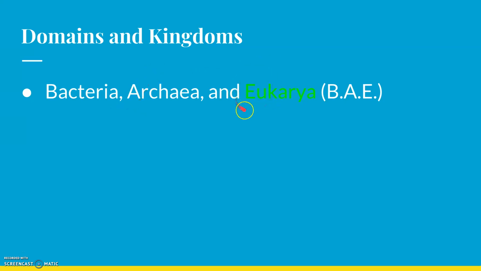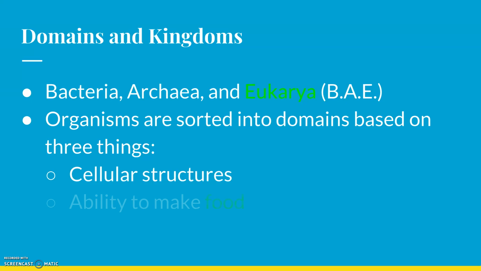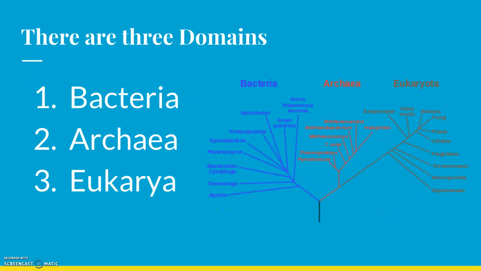So we're looking at the 3 letters here: bacteria, archaea, eukarya, BAE. Organisms are going to be sorted into domains based on 3 different characteristics: how their cells are structured, if they can make their own food or not, and how many cells they have. There are only so many options, and this was actually your bell ringer today. Cell structure: are they eukaryotic or prokaryotic? The ability to make food: are they heterotrophic or autotrophic? And the last one, number of cells: are they unicellular or multicellular? You already did this today for your bell ringer.